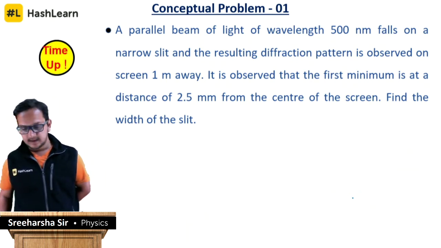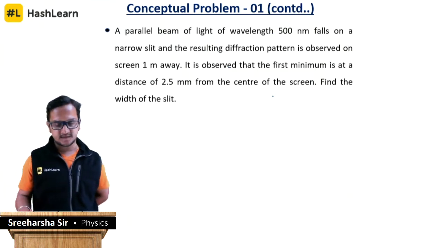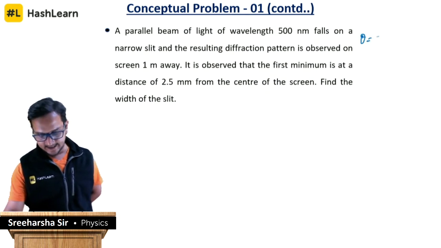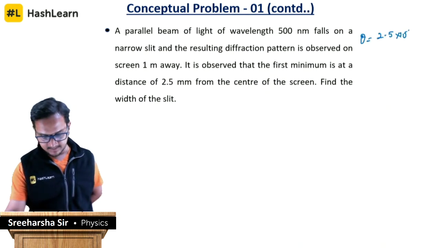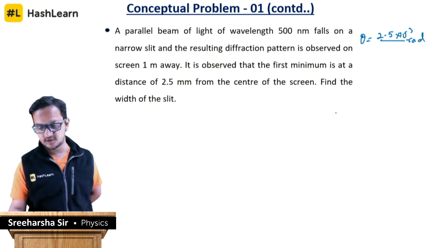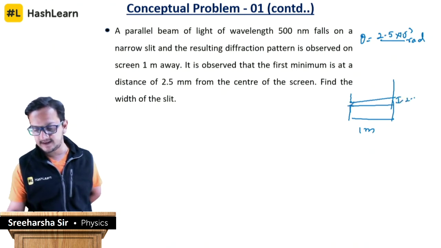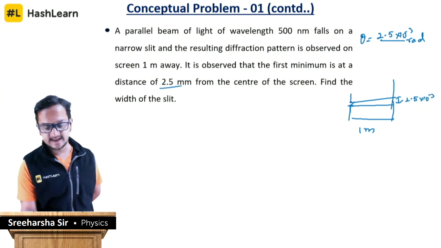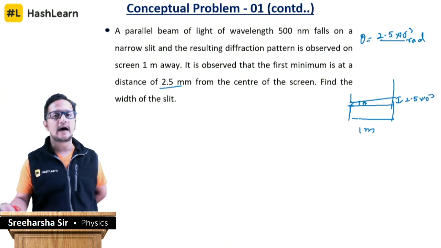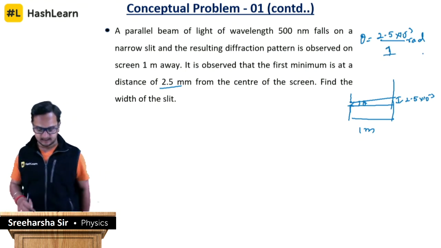So we have to find out, the first one is theta, the linear distance in terms of theta. So theta is equal to 2.5 into 10 power minus 3, that will be in radians, divided by the distance. So this is the slit and this is the screen. So this is 1 meter. So this is the slit width, and 2.5 into 10 power minus 3 is the distance given. So theta is x by arc by radius, so 2.5 into 10 power minus 3 by 1 radian.